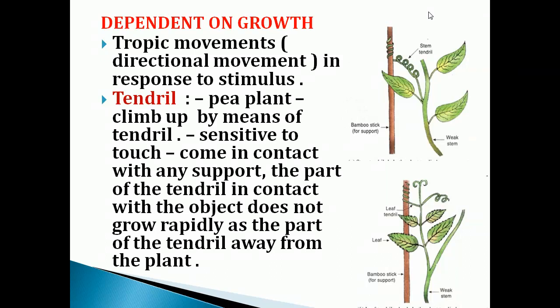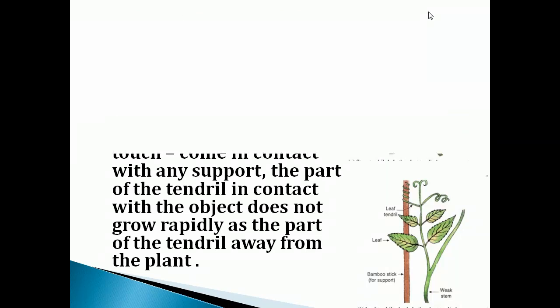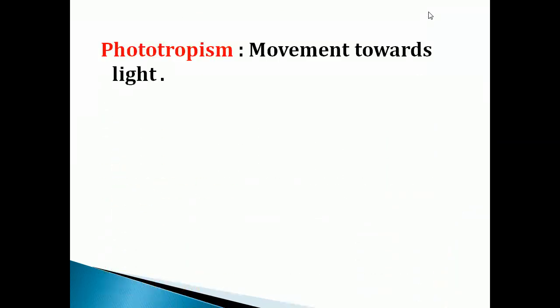But the movement which depends on growth takes place slowly, because the plant responds to the stimuli slowly by growing in a particular direction. So let us understand this type of movement with the help of some tropic movements which take place in plants.